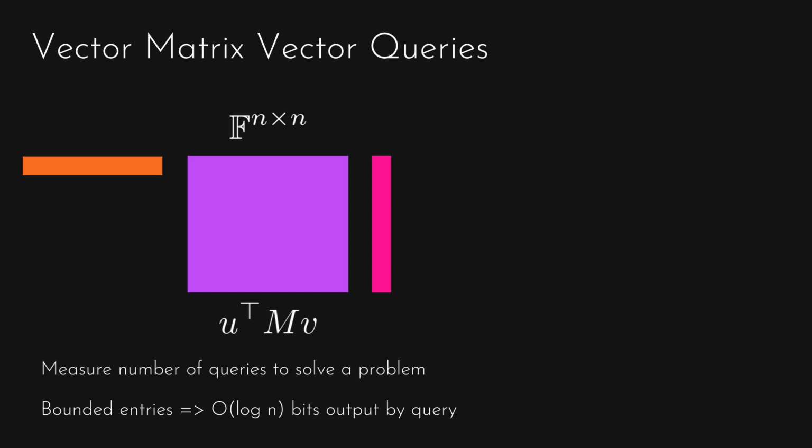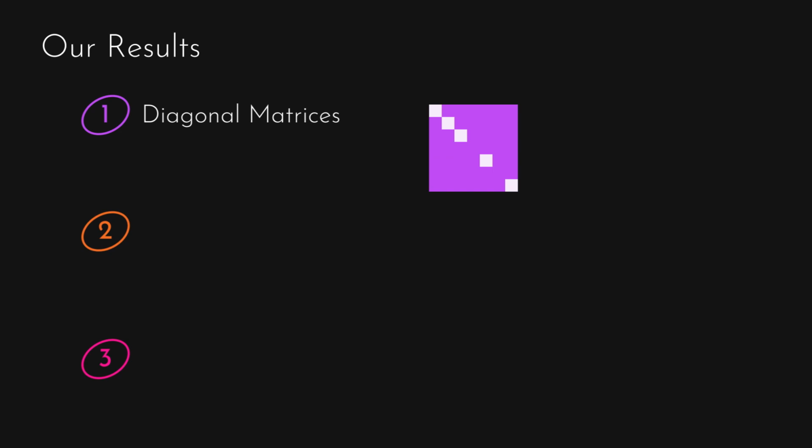Now that I've defined the model, let's move on to actually explaining some new results. Today I will talk about three different problems and explore their query complexities in the UMV model. The first problem involves diagonal matrices, which have the property that all non-zero entries lie on the main diagonal. The task is to determine whether the unknown matrix M is diagonal or not.